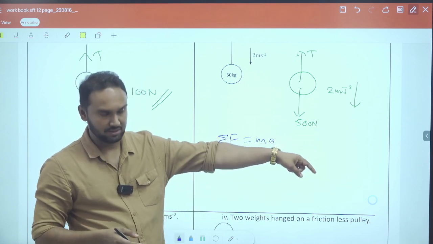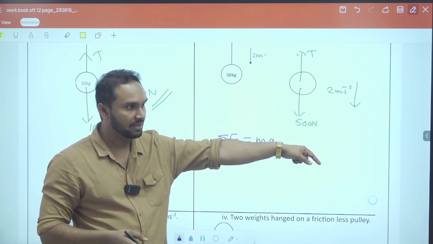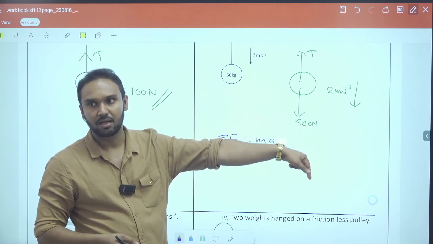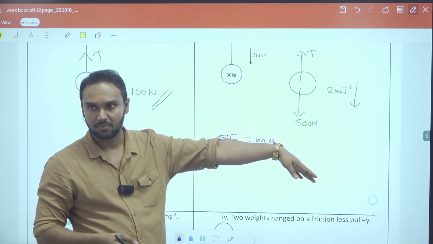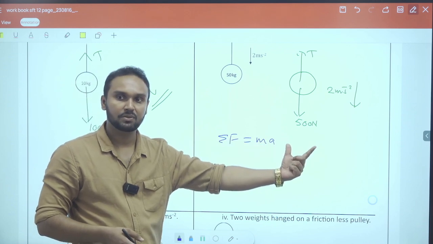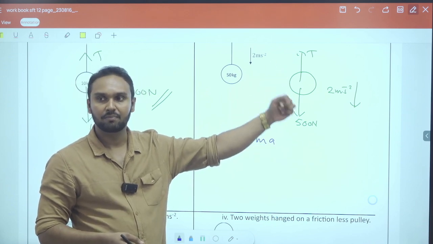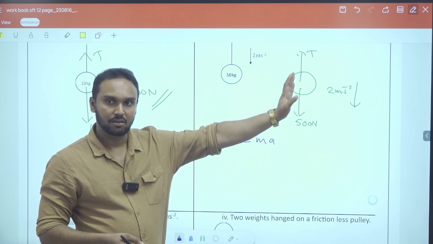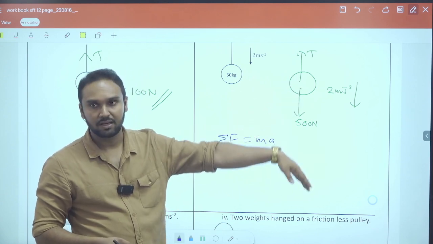Yes. That means the resultant is downwards, because the acceleration is in that direction. The acceleration is downward because the resultant is downwards. That means the downward force is greater than the upward force.